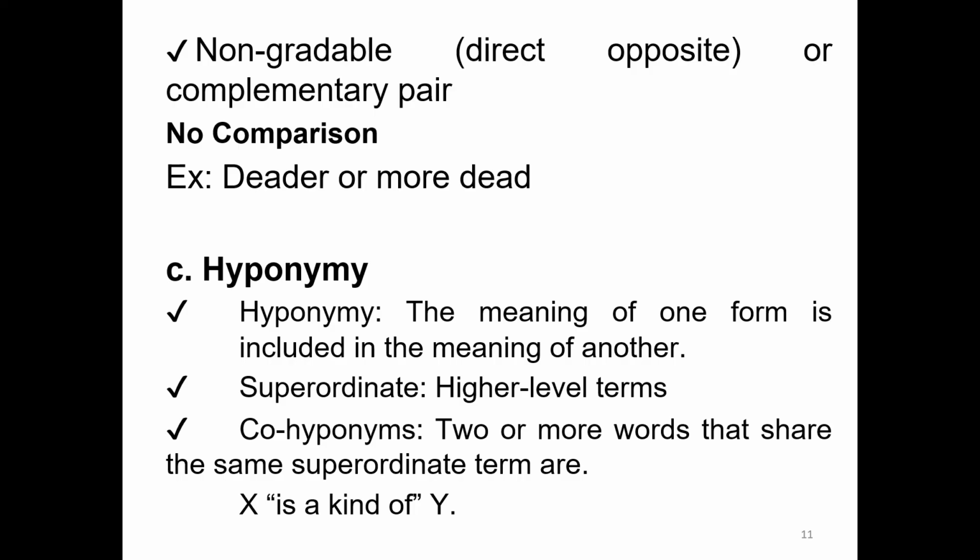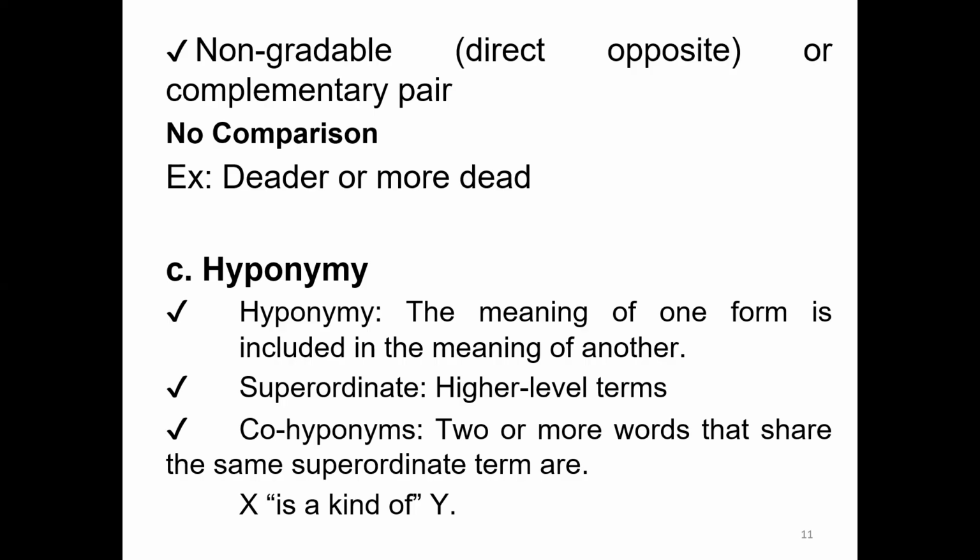The second one here, we are looking at hyponymy. So hyponymy, if you are asked to define, is defined as the meaning of one form is included in the meaning of another. We use hyponymy in providing a definition when sometimes it might be a bit hard for us to find the right meanings in Khmer language. So we use this in order to help us understand the meaning.